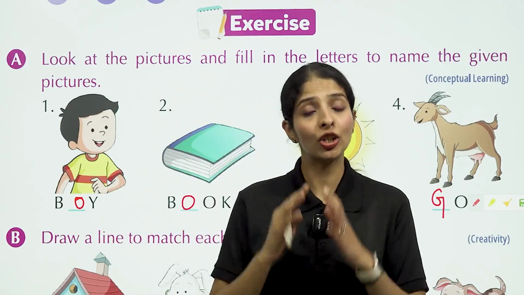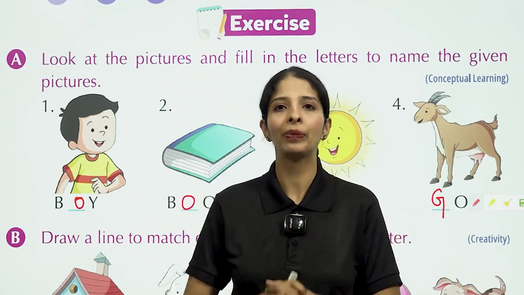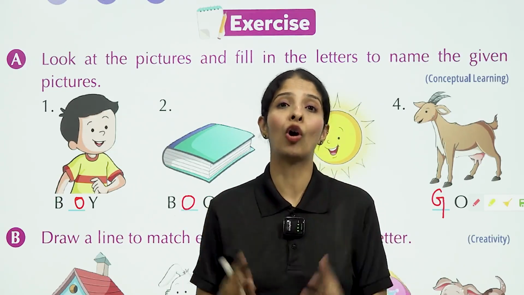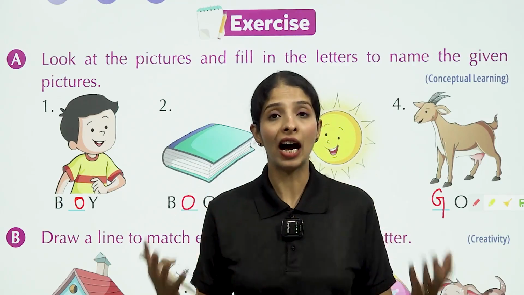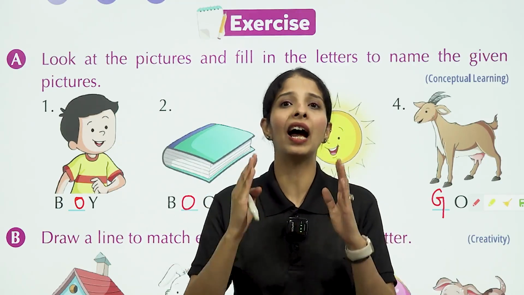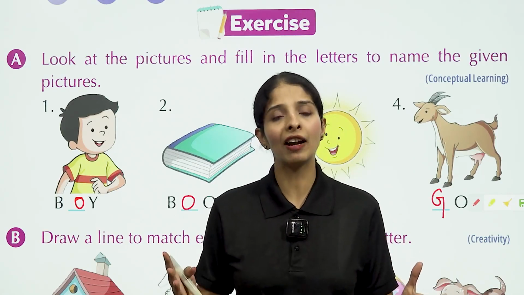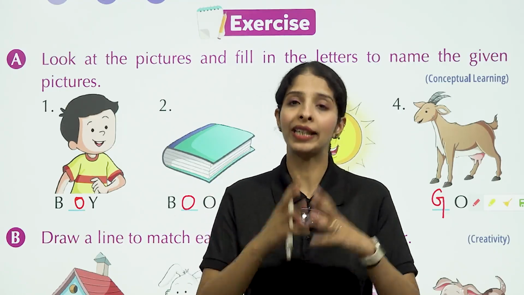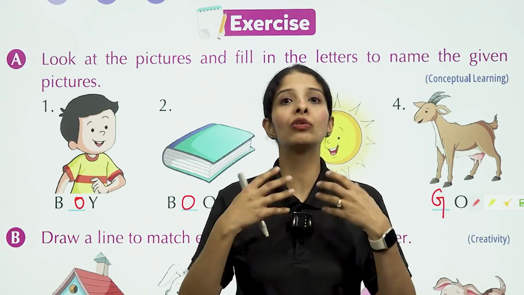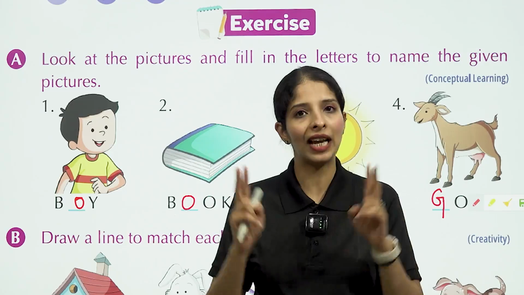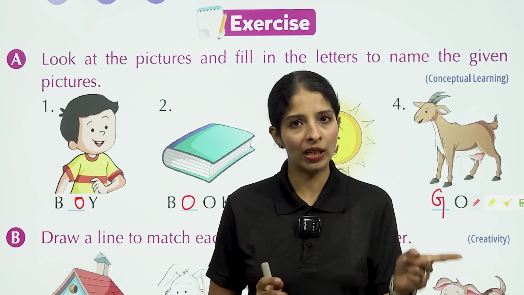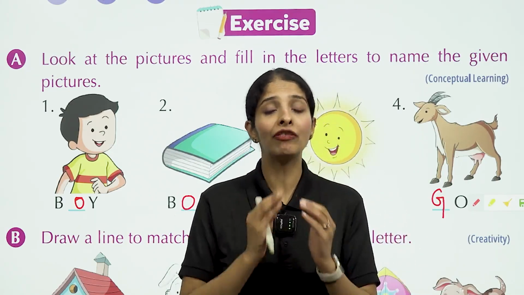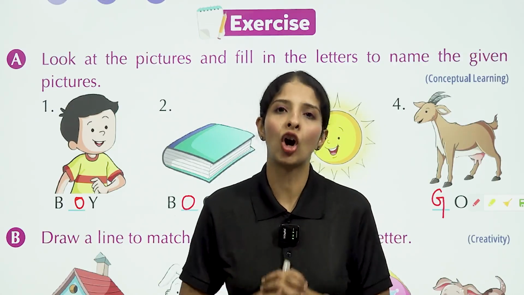So children, in today's session, let us just quickly recap what we have studied today. Today we talked about the world of alphabet. There are 26 letters in the alphabet. Alphabet is important because it helps us to form words. Next, we talked about capital letters and small letters. When we write letters, we can write them in two ways, capital and small. Next, we talked about the 5 vowels and 21 consonants.